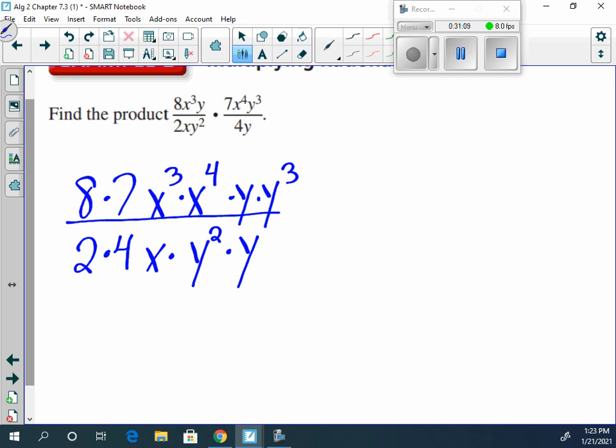Yes? Why is there not little multiplication dots in between the 7 and the x? Is it supposed to be there? Yeah, we can have it there. I just don't write it there. I just didn't. Yeah, there's nothing wrong with having that there. Those would be multiplied also.